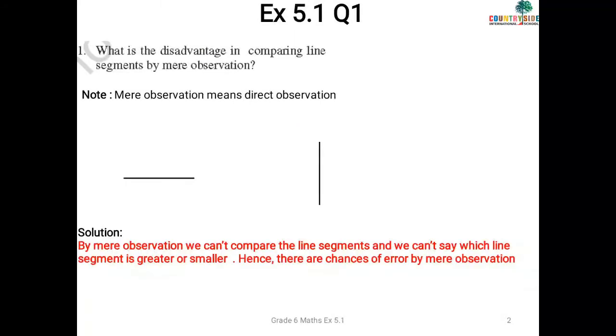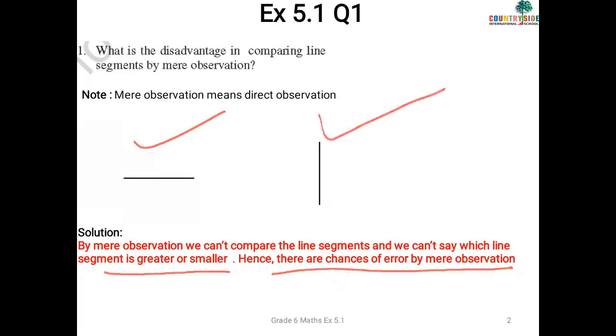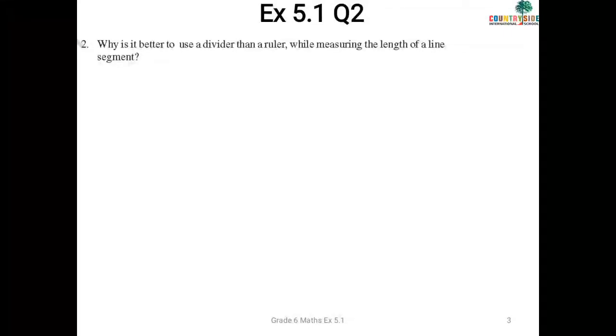By mere observation, we cannot compare the line segments and we cannot say which line segment is greater or smaller. Hence, there are chances of error by mere observation. Just by looking at these lines, we cannot judge which one is greater and which one is smaller. So this was question number 1. Scholars, question number 1 was a very practical question. In a similar way, question number 2 is also very practical.